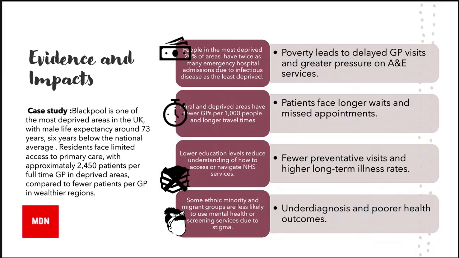Evidence and impacts. Income and deprivation. People in the most deprived 20% of areas have twice as many emergency hospital admissions due to infectious diseases as the less deprived. This inequality highlights how poverty directly influences health outcomes.